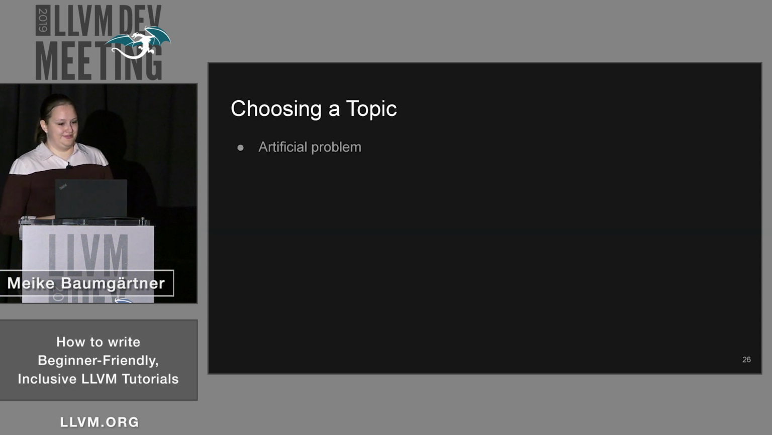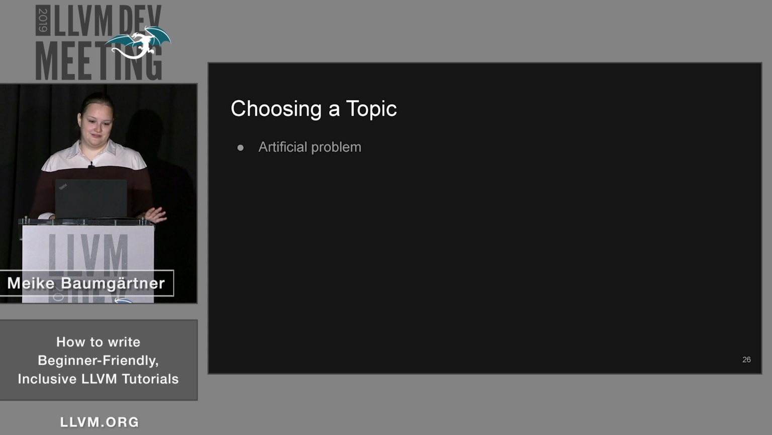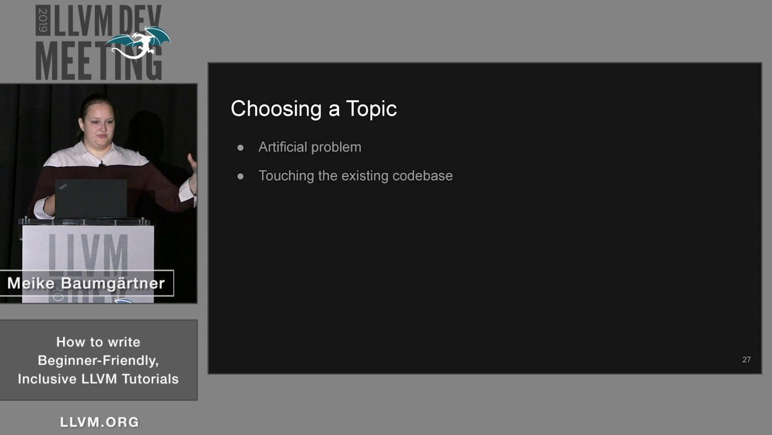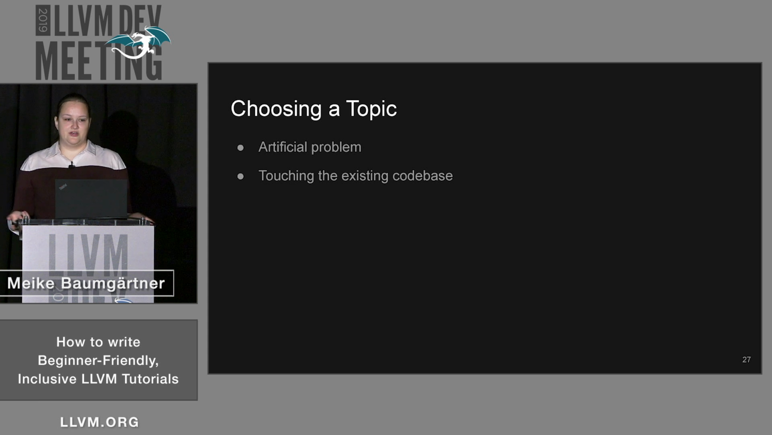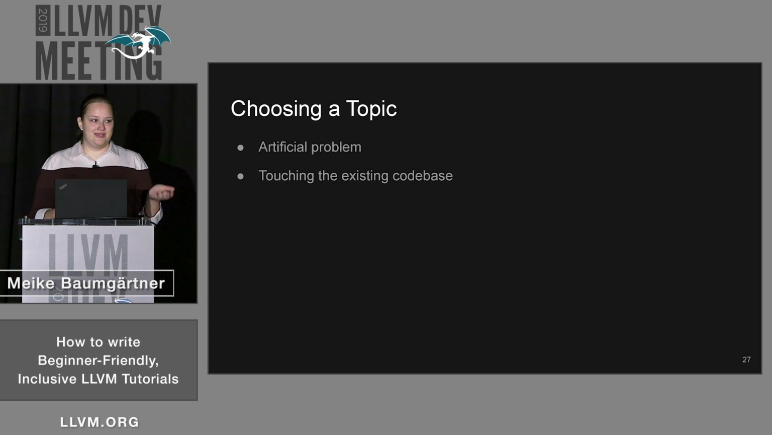First of all, we, in the end, ended up using an artificial problem. I'll explain in a bit why an artificial problem and not actually a real programming challenge. We wanted this tutorial to touch the existing code base, because Kaleidoscope does add a new language, but if someone wants to do something in the LLVM code base, to be honest, they usually don't want to add an entirely new backend or write a new language. They most likely want to do something in the existing code base. And there is not much information out there on how to do that.